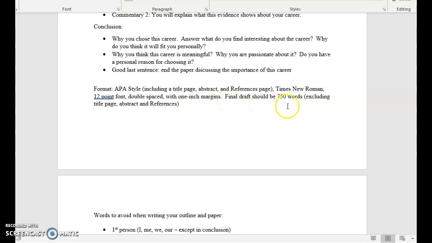The final draft should be 750 words, excluding title page, abstract, and references. So that's just the body of your paper should be about 750 words. I think that's like 2 to 3 pages. Okay, so it's not a super, super long paper.